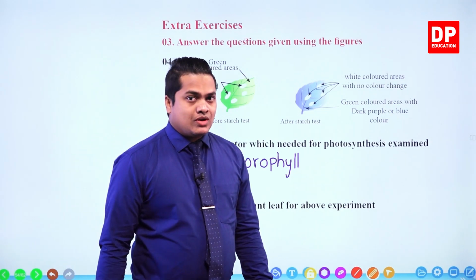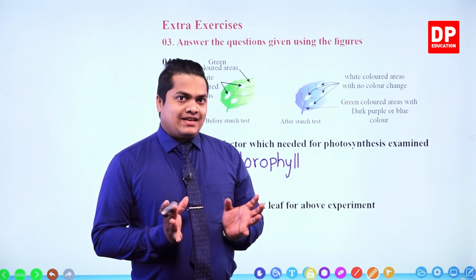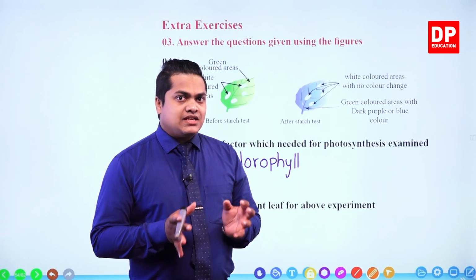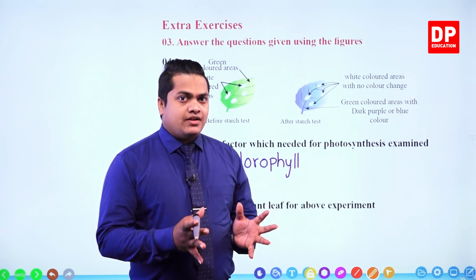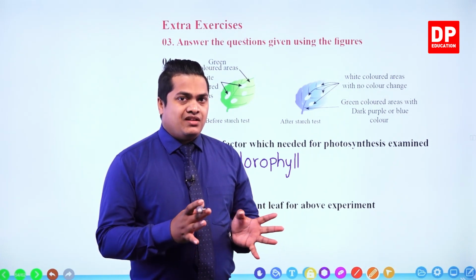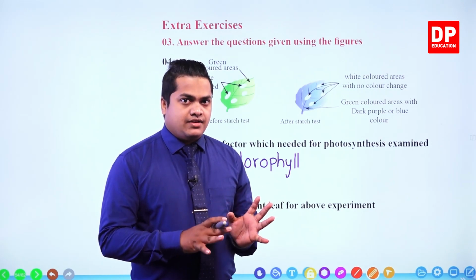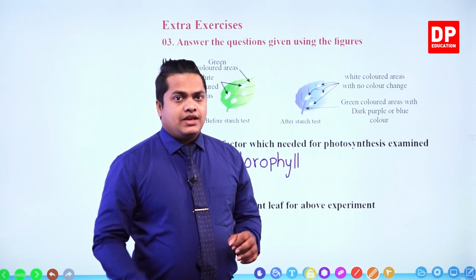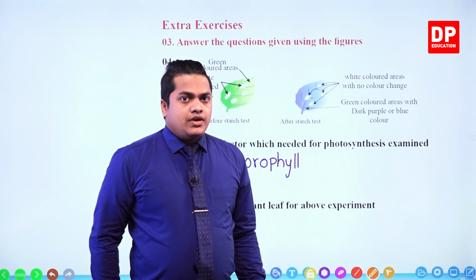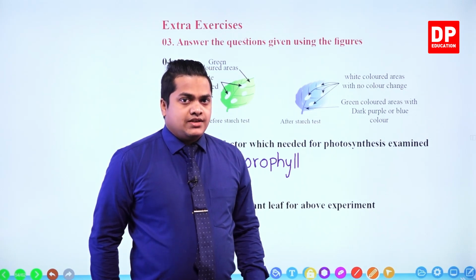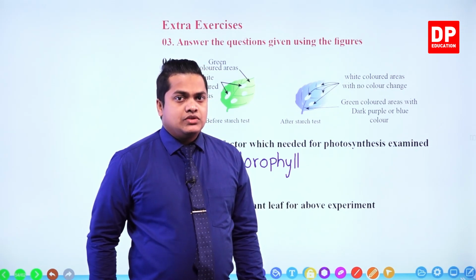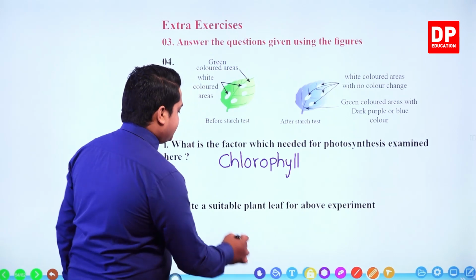Next one, write a suitable plant leaf for the above experiment. Now you have to write down a suitable plant leaf. When you are selecting, this plant leaf should contain a green color area as well as some different colored areas like red, yellow or purple, plus there should be green areas as well. Croton is a good example for this kind of experiment. For this experiment we can use croton.